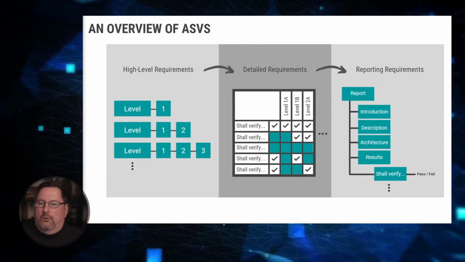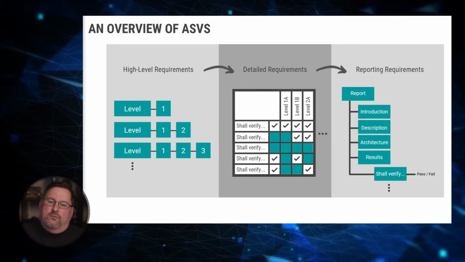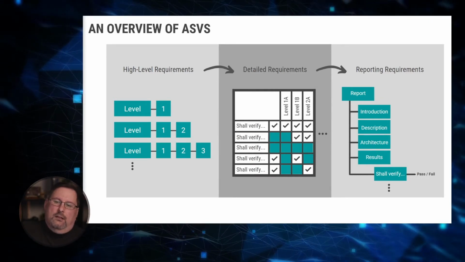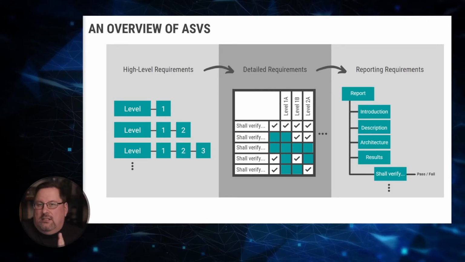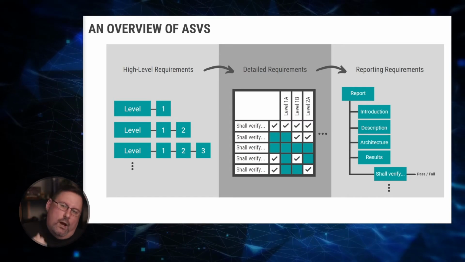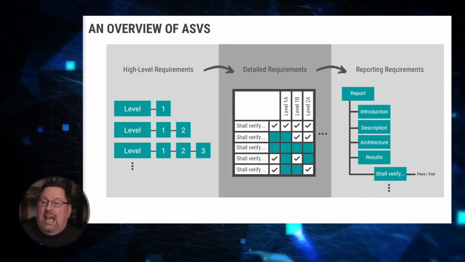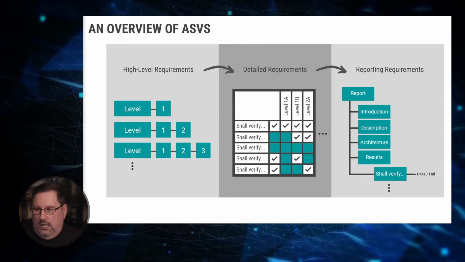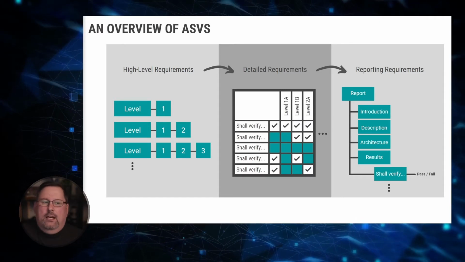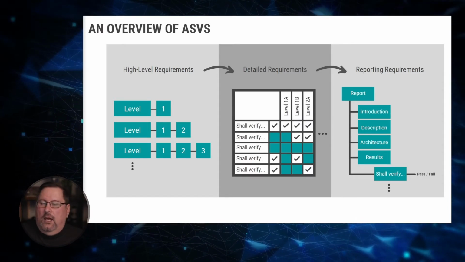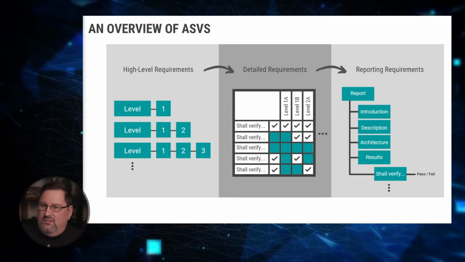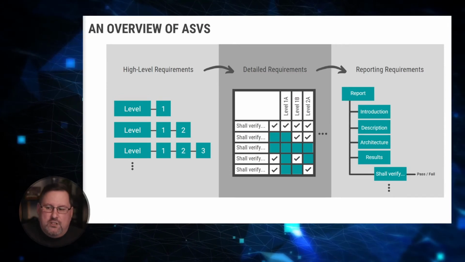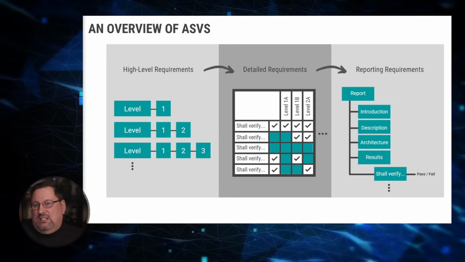So if we think about it, we've talked about the high-level requirements of the levels, right? And they can be broken down into sub-levels as part of it. There's like a level 1A and a level 1B, but at the end of the day, it's all broken down into detailed requirements that need to be validated. And what's nice about it is, once validated, from a reporting perspective, it's a simple pass-fail.